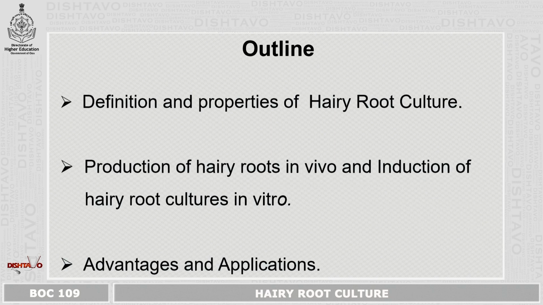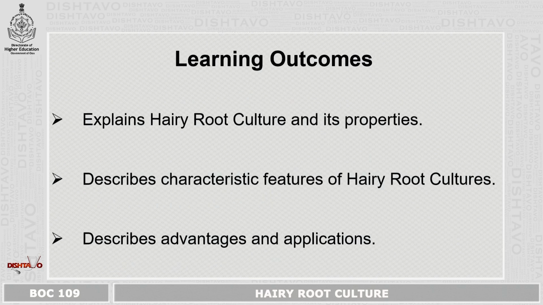The outline of the module, students, is definition and properties of hairy root culture, the production of hairy root culture in vivo and induction of hairy root culture in vitro, and lastly, the advantages and applications. The learning outcomes: once the student completes this module, the student will be able to explain what a hairy root culture is and its properties, and describe the characteristic features, advantages and applications.